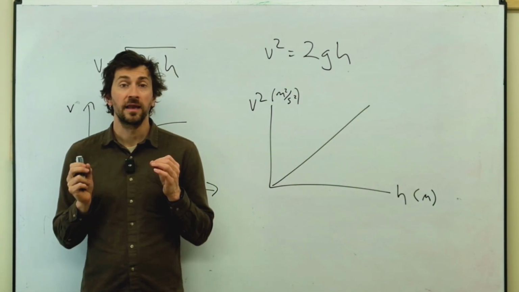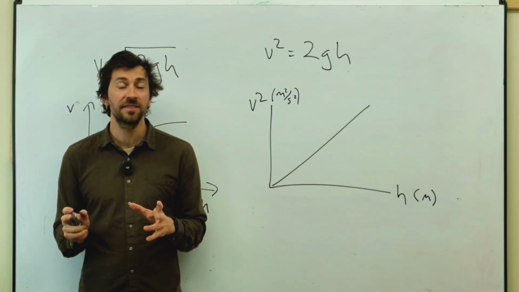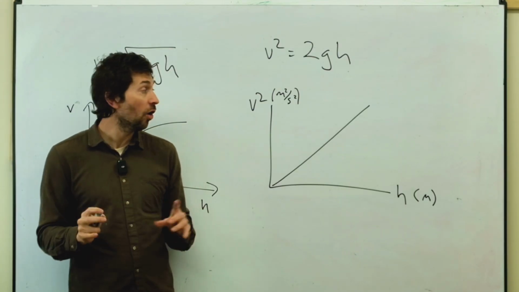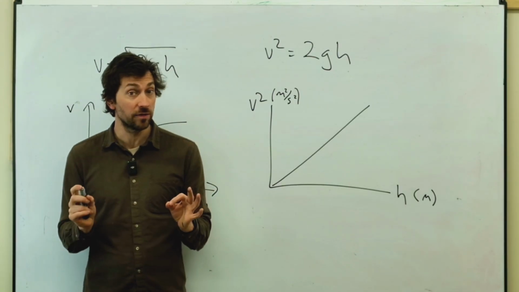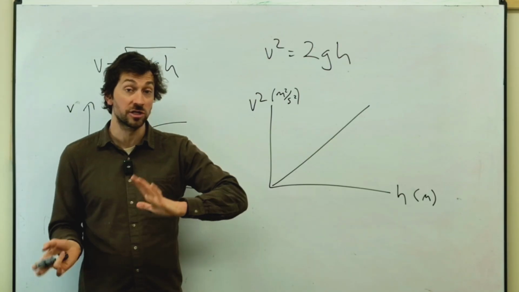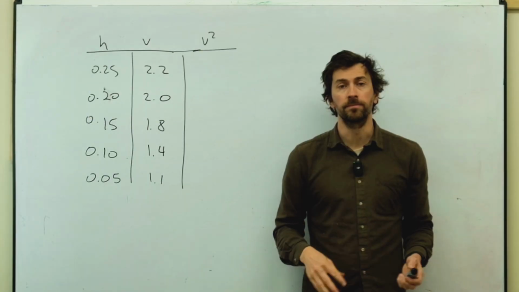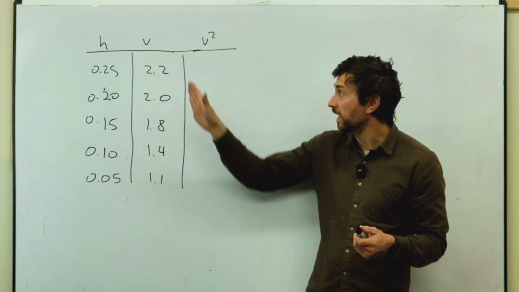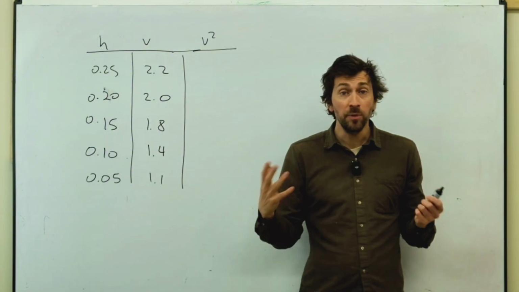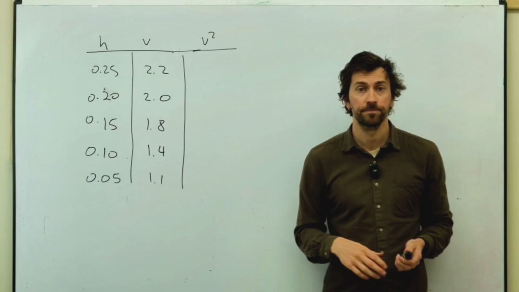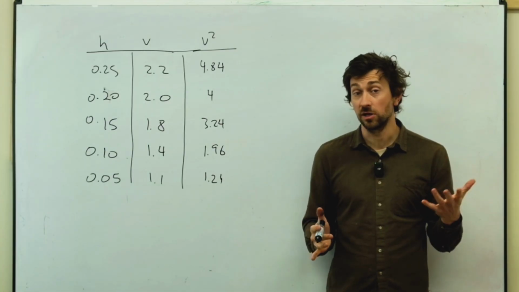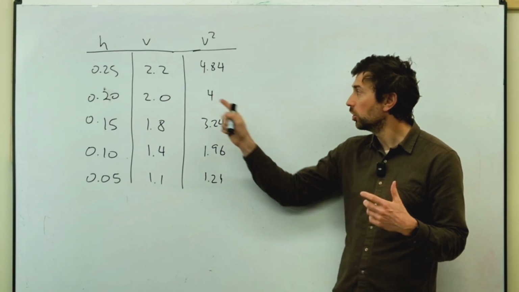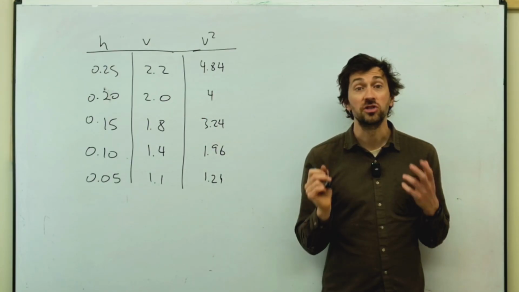That's it. Now the next part is they ask us to take the data and plot it. But before we do that, we need to take all the velocities and square them, because we want to plot h versus v squared. So here's the table of data. I've copied it down. And I just need to take each of the v numbers and put them into a calculator and square them. That's all. So I just took v, 2.2 squared is 4.48, 2 squared is 4, and so on.